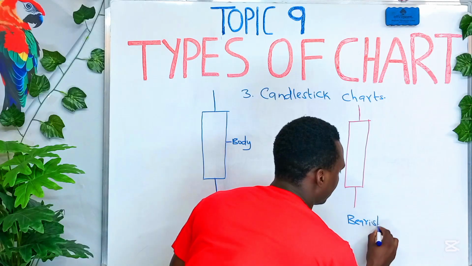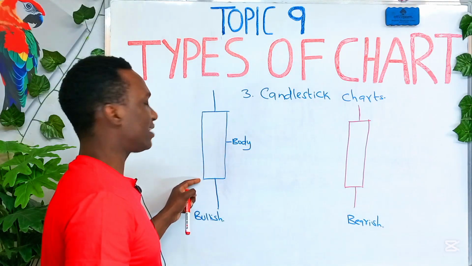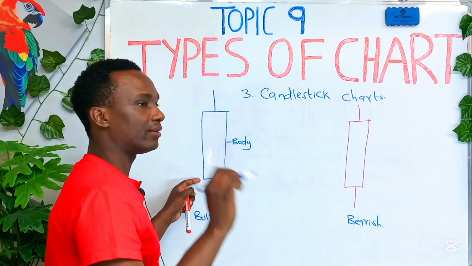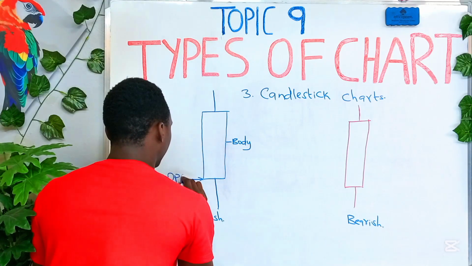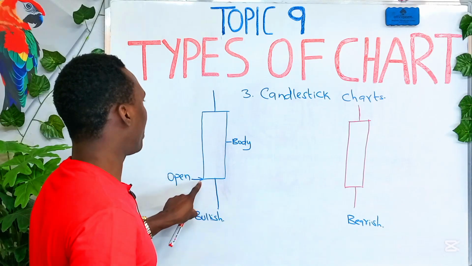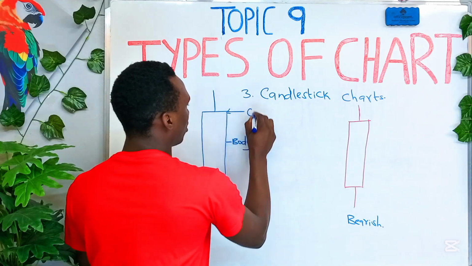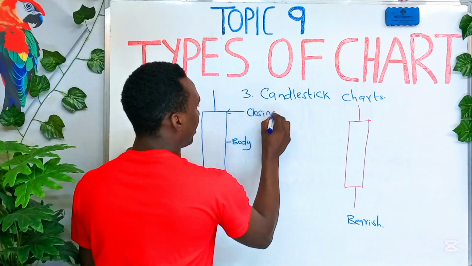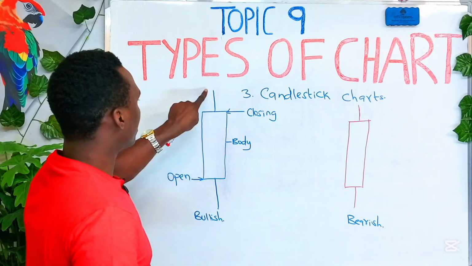All right? Good. So in this case, this price here is our opening price. Here is our opening price because it's bullish. Bullish, they open low and they close high. So this one is our closing price. And what about this one?